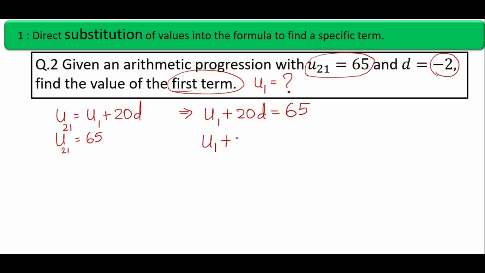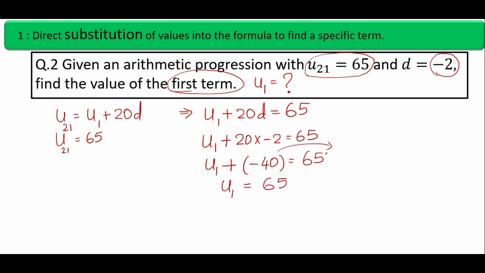U1 plus 20 times -2 equals 65. U1 plus, it's going to be -40 there, equals 65. Now U1 equals 65. I'm shifting the -40, so plus 40, and U1 equals 105. So the first term here is 105.